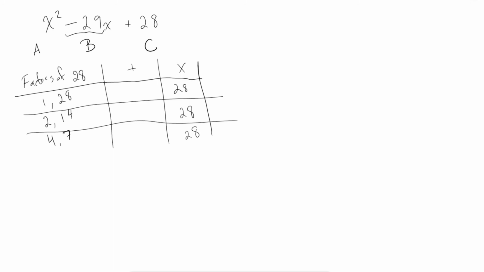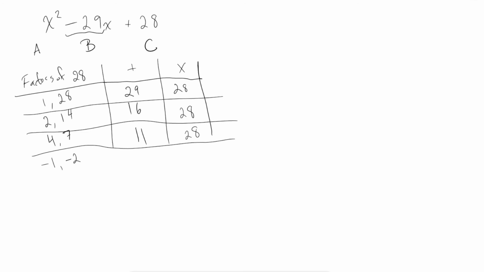Well, 1 plus 28 is 29. 2 plus 14 is 16. 4 plus 7 is 11. Well, we're really close, because we have a 29 here, but we're looking for a negative 29. Now, you say, well, what do we do? Well, it turns out that there are another 3 pairs of factors that we haven't had to worry about until this point.